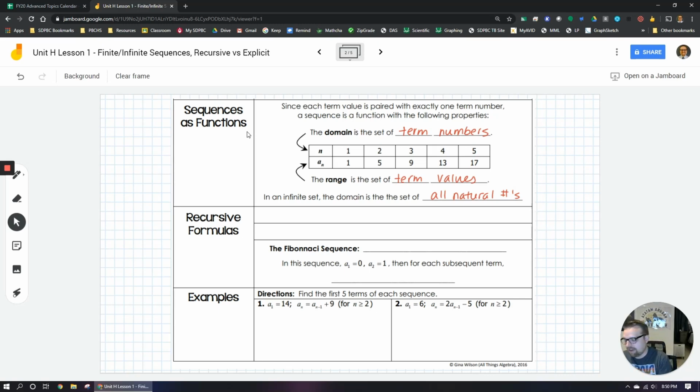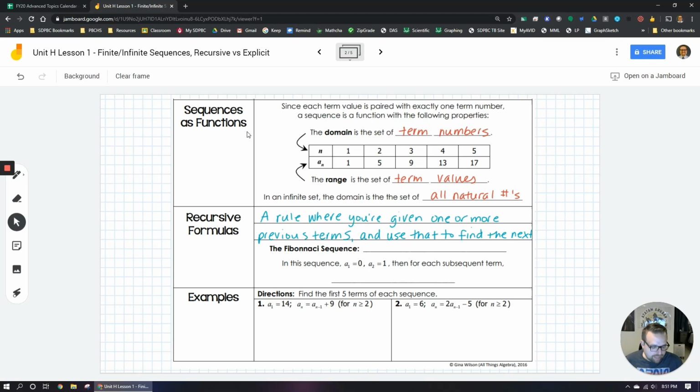So let's go ahead and define this. A recursive formula is a rule where you are given one or more previous terms, and you're going to use that to find the next.